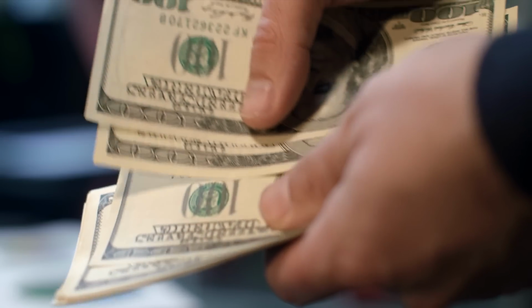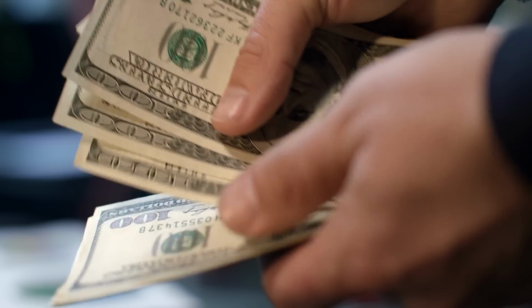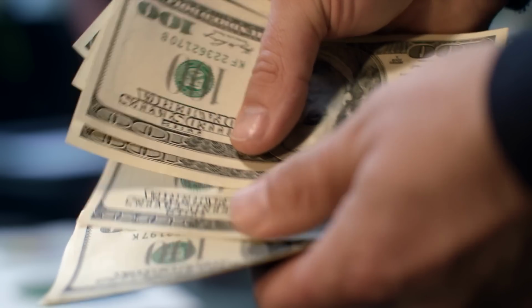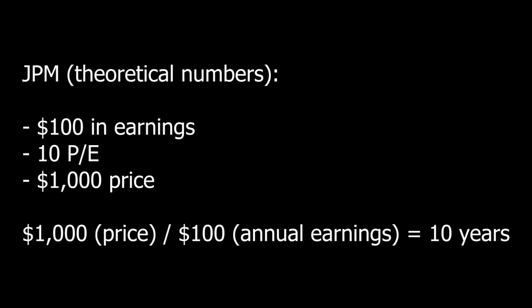The price to earnings ratio also tells you how long it would take for the company to pay you back your entire initial investment based on the company's current earnings. For example, if Tesla is earning, let's just say, $100 in earnings, and I pay a 50 price to earnings ratio for this business, then that means that I am paying $5,000 for Tesla's business. And then it would take Tesla 50 years to pay me back all of my money. Whereas JP Morgan would only take 10 years because the business has a much lower price to earnings ratio, which means that investors are buying much more earnings for every dollar they invest in this business.